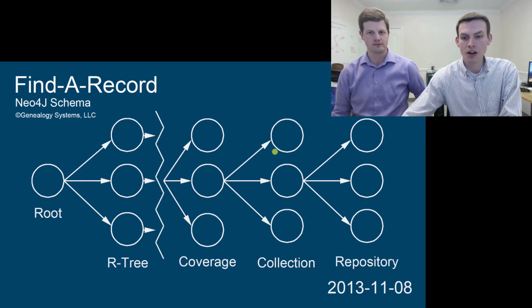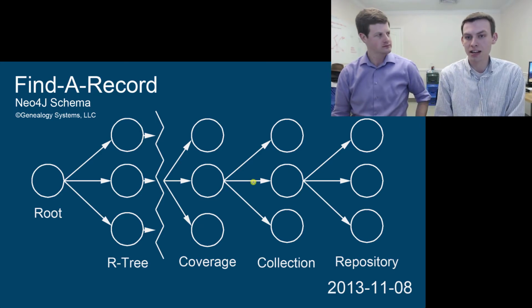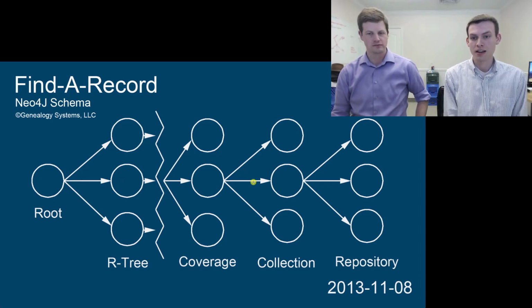And then on these arrows, these are relationships. We have some metadata such as from and to years to know what time period collections cover, as well as the data that they contain. So we can do other queries and filtering on those.